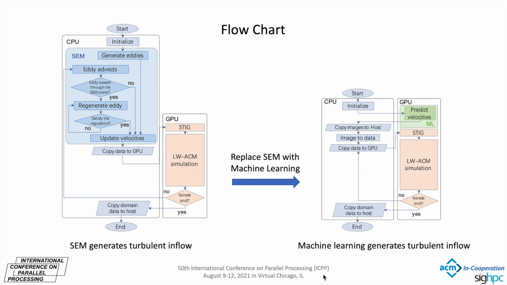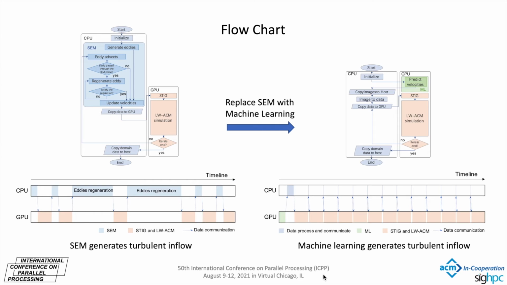So our motivation is to replace the SEM with machine learning. The machine learning will be executed on the GPU, and the only things left to do on the CPU are some data communication and data processing. After we replace the SEM, the timeline changes to this. As we can see, the GPU is used very efficiently, and in every iteration we only need to do some data communication between the CPU and GPU.